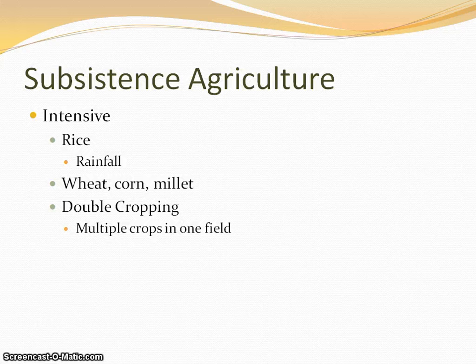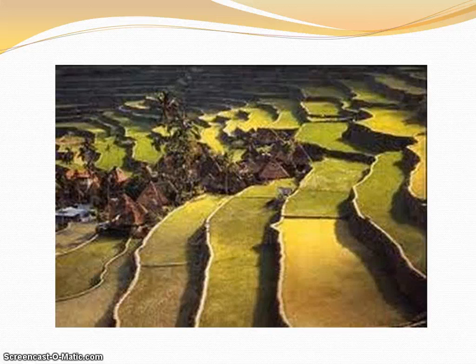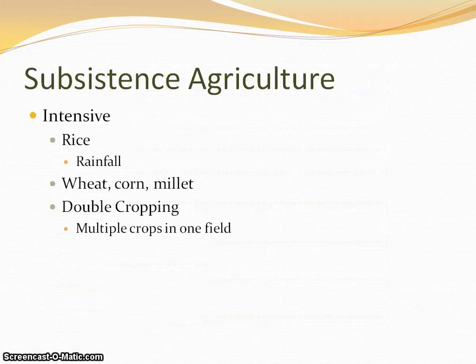And intensive subsistence is also going to be very labor intensive. If you look at these areas that are terraced, it's going to be very difficult to get machines into these areas and move machines into these areas. So a lot of it's going to be man-powered. You might have some animal power that's going to pull plows and things like that, but it's going to be very labor-intensive practices. In areas where there's sufficient rainfall, you're going to have rice being produced in intensive subsistence agriculture.